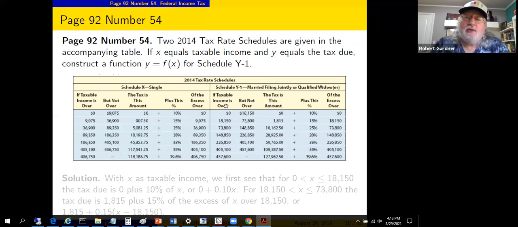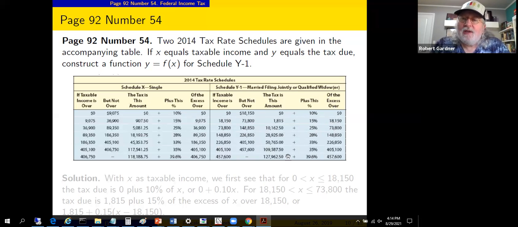If your taxable income X is over 18,150, but not over this, so that would mean taxable income is greater than this and less than or equal to that, then you're going to pay this amount plus 15% of the amount of your income that's in excess over 18,150. The idea is you reach a percentage that you pay, and then when you move into that next tax bracket, you pay that percentage, plus you pay tax on the amount between the bottom of that tax bracket and the top of that tax bracket.